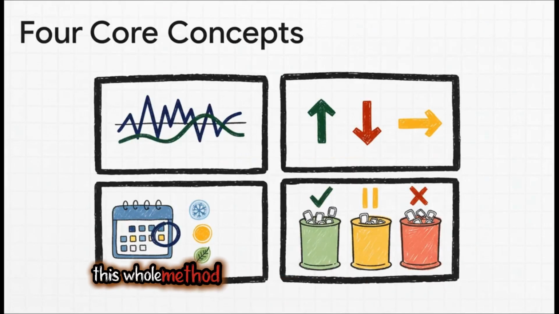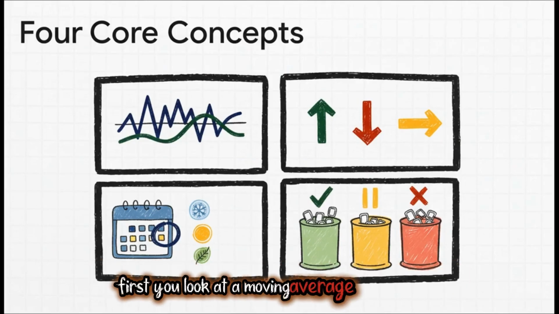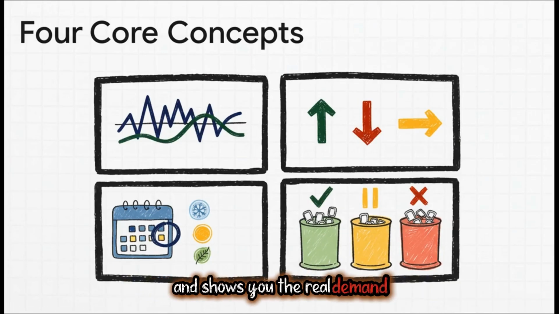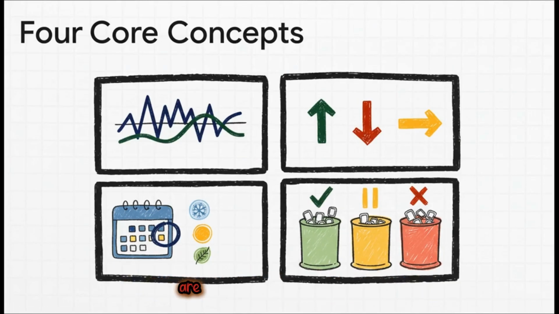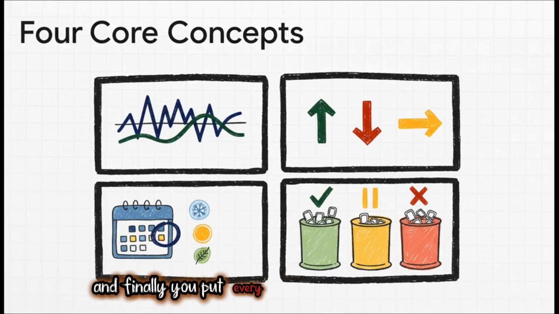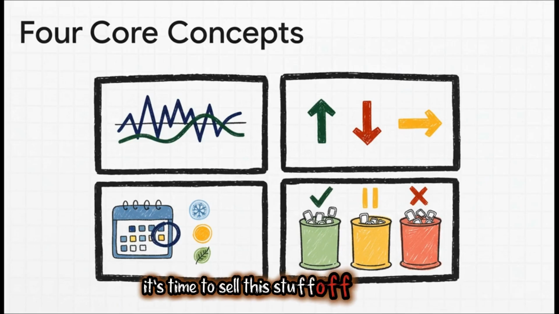You know, this whole method really just boils down to 4 simple concepts. First, you look at a moving average of your sales. This smooths out the random ups and downs and shows you the real demand. Second, you check the trend. Are sales generally heading up, down, or are they flat? Third, you flag for seasonality. Do things go crazy around the holidays? And finally, you put every single item into a risk bucket. It's like a traffic light for your inventory. Green means go, buy more. Yellow, hold on a sec. And red, whoa, stop. It's time to sell this stuff off now.